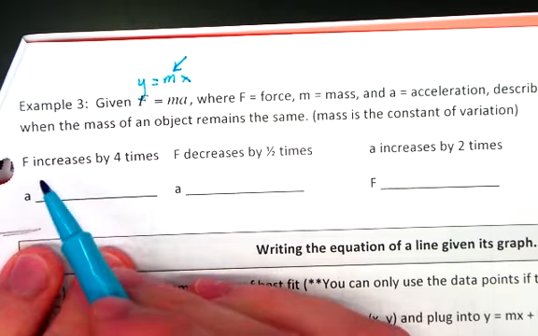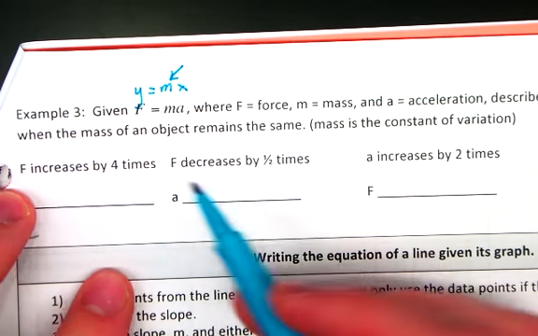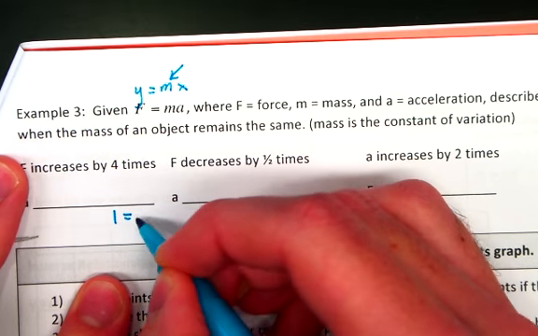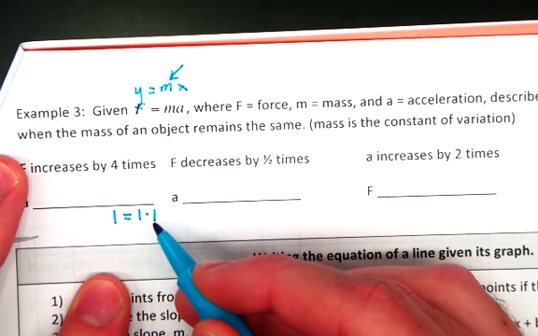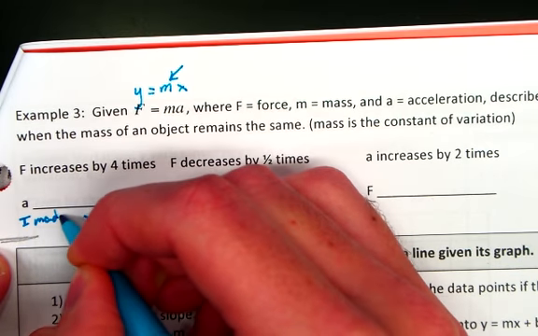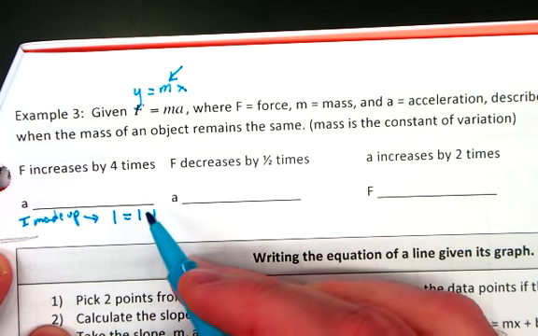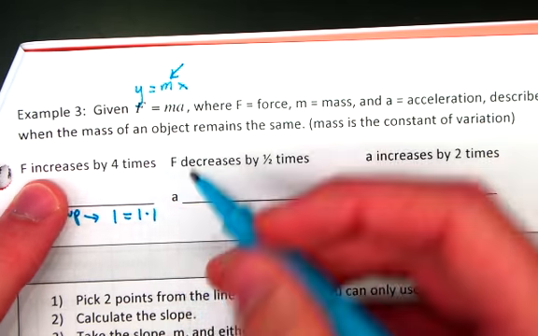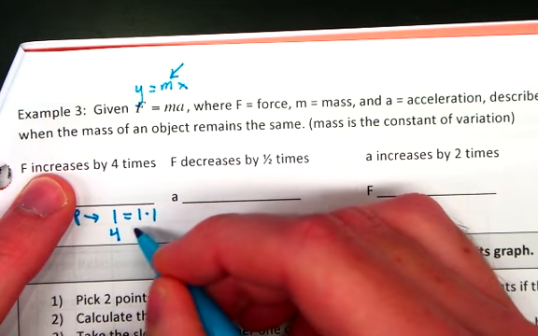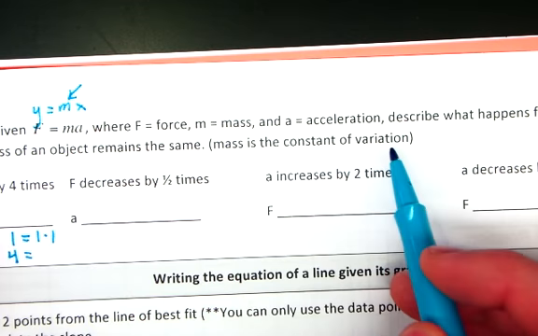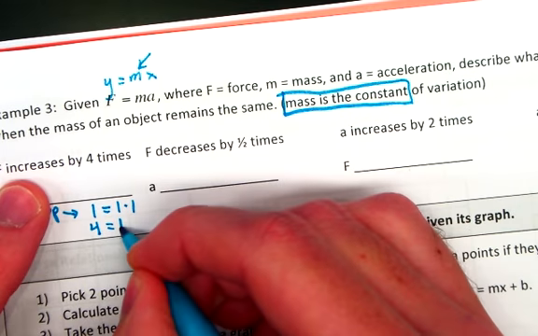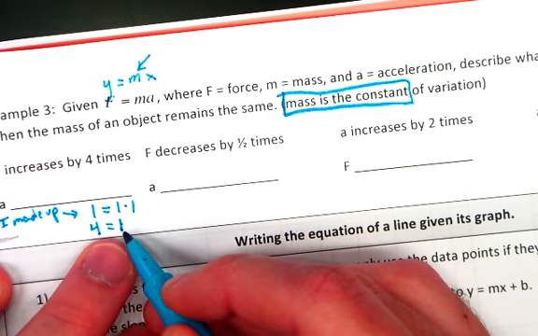So if force increases by 4 times, let's imagine that we started with just all ones. 1 equals 1 times 1. Is that fair? That's just me making up numbers. So now force increases by 4 times. And my mass, it said mass is constant. That's really key for us right now. Mass is constant, so no matter what, my mass has to stay the same.